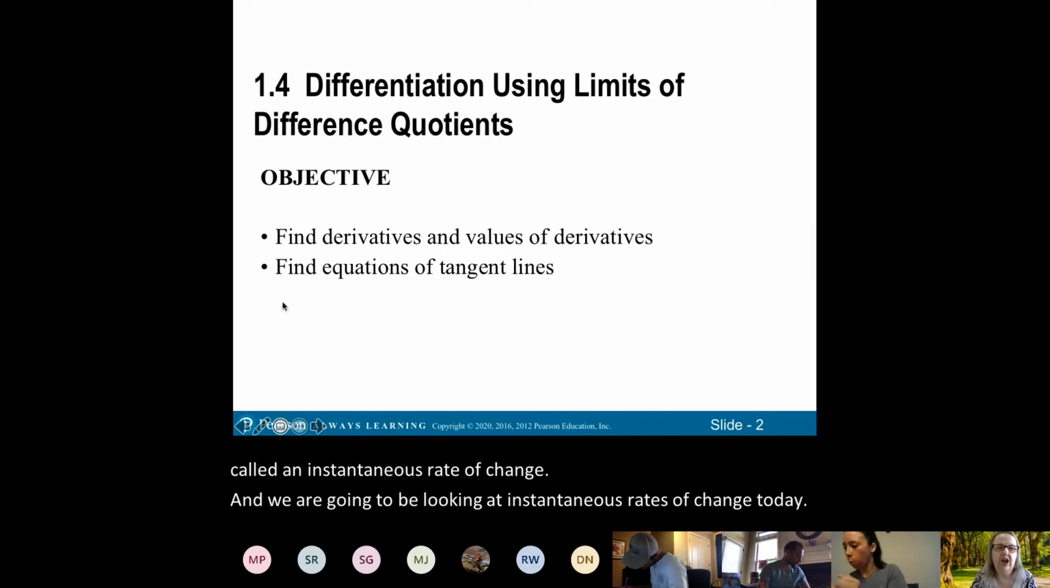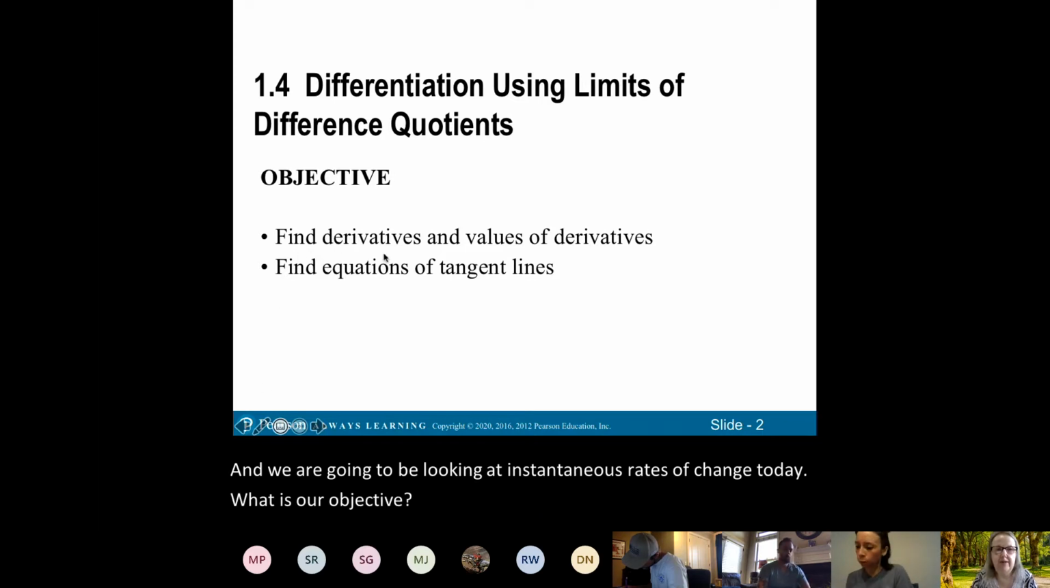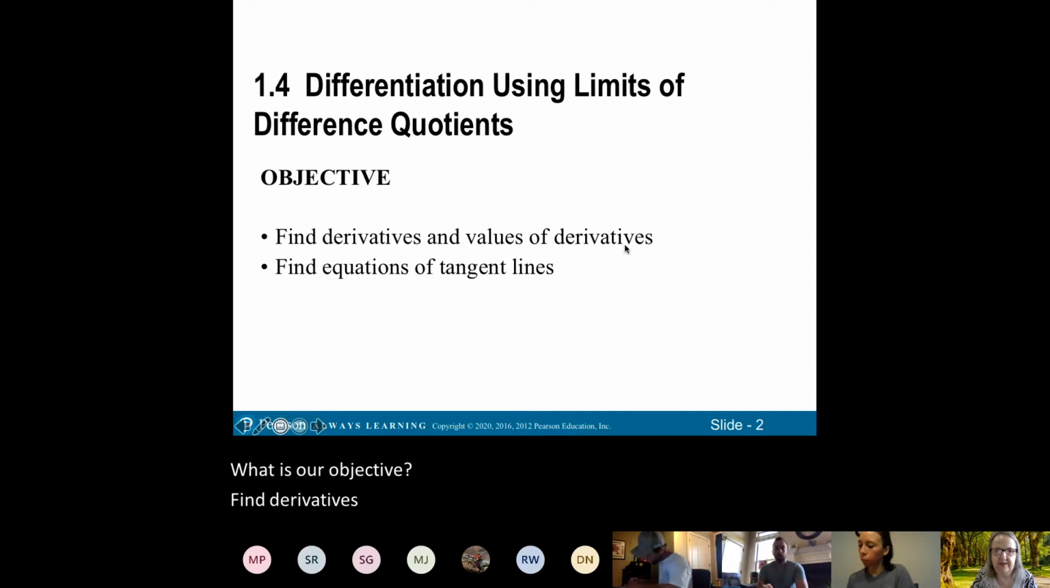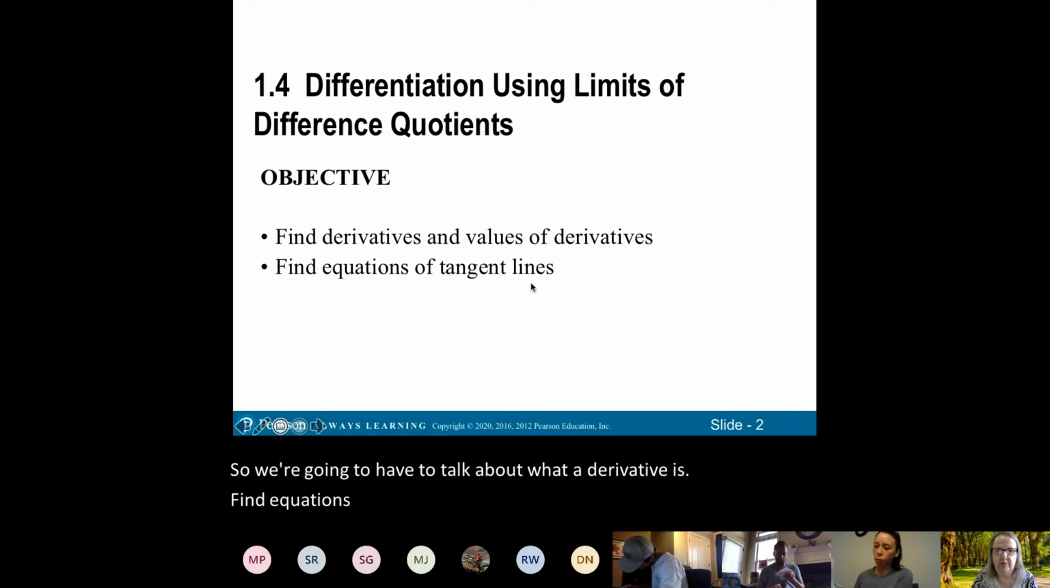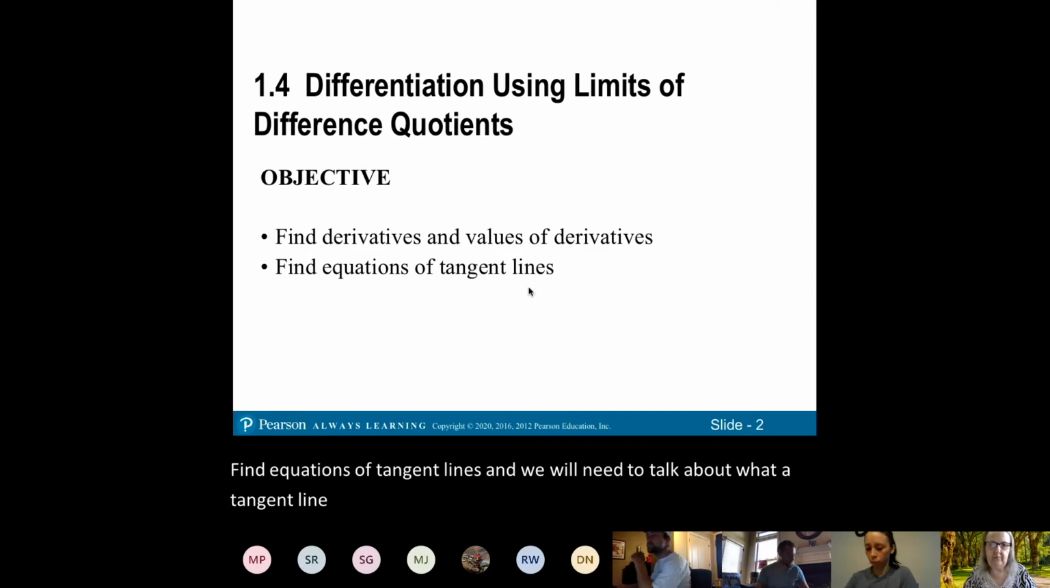What is our objective? Find derivatives and values of derivatives. So we're going to have to talk about what a derivative is. Find equations of tangent lines, and we will need to talk about what a tangent line is. So let's move along.